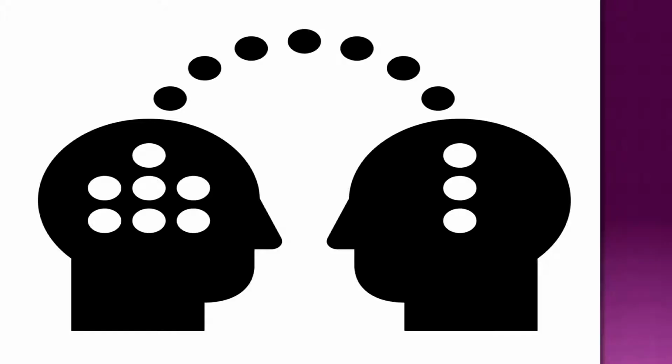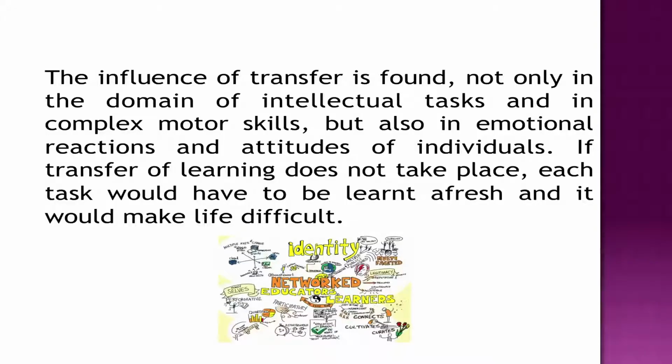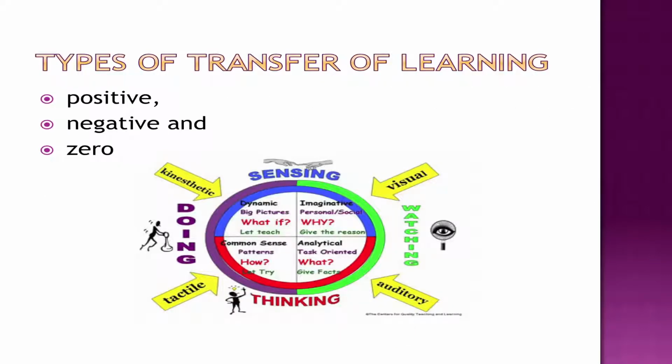A person's ability to recognize objects, perceive relationships, and conceptualize the experiences of daily life are facilitated by transfer of learning. The influence of transfer is found not only in the domain of intellectual tasks and in complex motor skills, but also in emotional reactions and attitudes of individuals. If transfer of learning does not take place, each task would have to be learnt afresh and it would make life difficult. There are different types of transfer of learning.